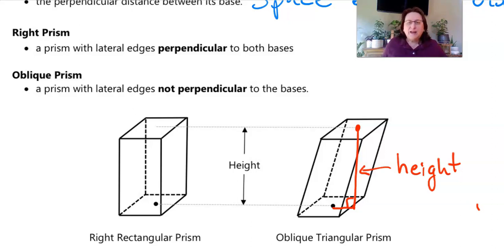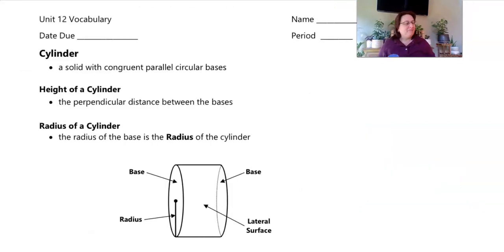Okay, let's go take a look. Let's go down and take a look at the next page of the notes and let's see what our next shape is. All right, y'all, our next shape is a cylinder, right? Okay, so a cylinder. Let's think about this. A cylinder has the curved sides, but guys, it still has two congruent and parallel bases. They just happen to be circles, don't they?